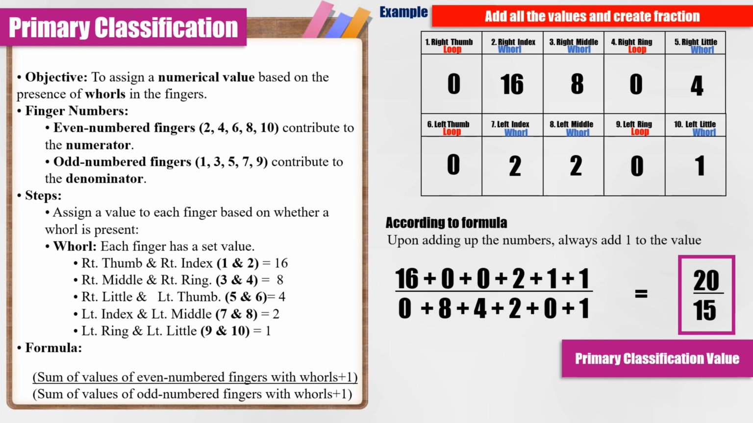Step 4. Create a fraction. Here's where things get mathematical. You arrange these values into a fraction, with the values from the even-numbered fingers going on top and the odd-numbered ones at the bottom. This forms your primary classification.